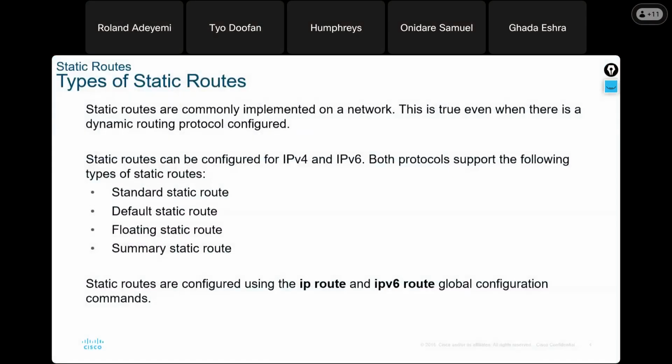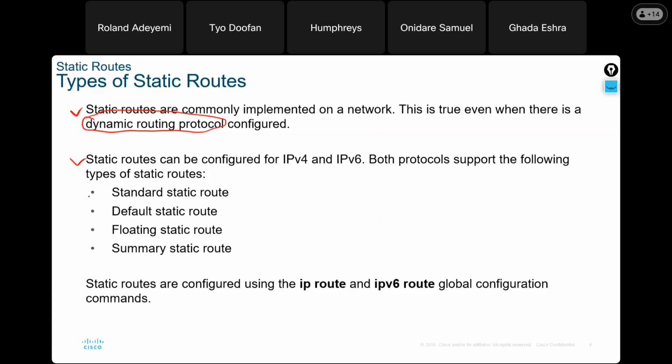So look at them here. Types of static routes. Static routes are commonly implemented on a network. This is true even when there is a dynamic routing protocol configured. Don't forget I said when we start our CCNA 3 class, that's when we'll be learning the dynamic routing protocol, and we're going to do only one. Static routes can be configured for IPv4 and IPv6. Both protocols support the following types of static routes.